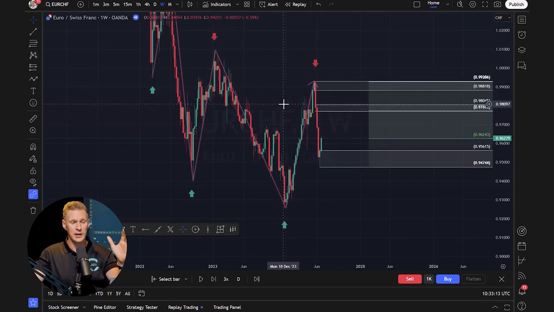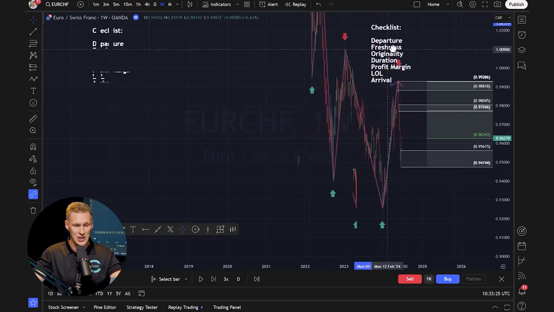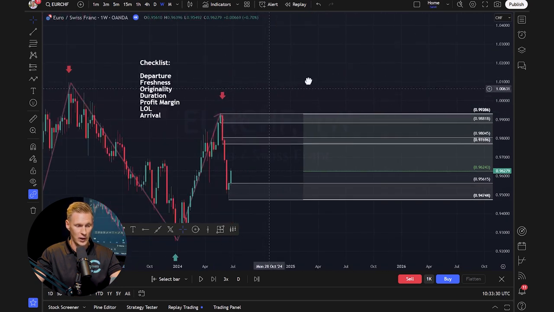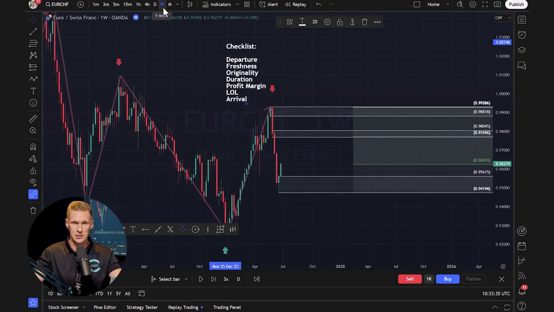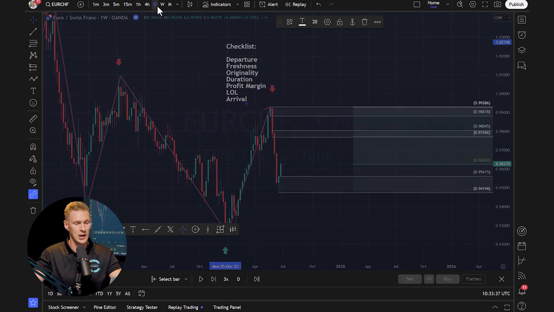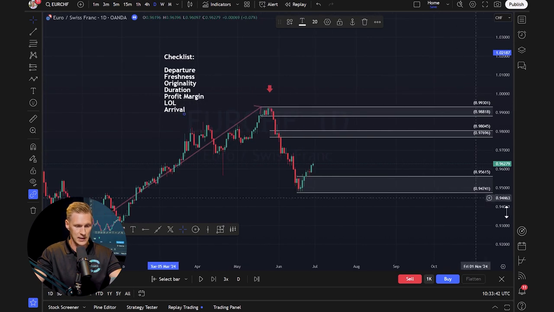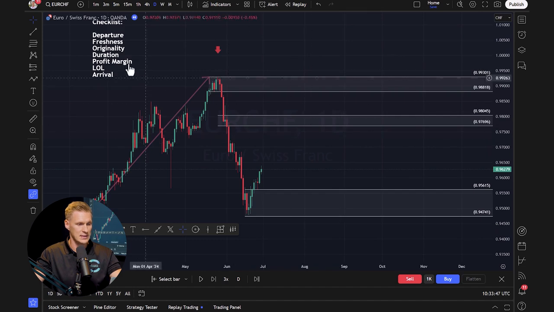Okay, we are done with location. We are done with direction. Now we have to talk about the zone refinement on the lower time frame. I prepared already a checklist for us with all of our zone qualifiers. I will change the time frame from weekly to the next lower time frame. This one is our daily time frame. Let me move this to the price, and here we can now discuss every single step.